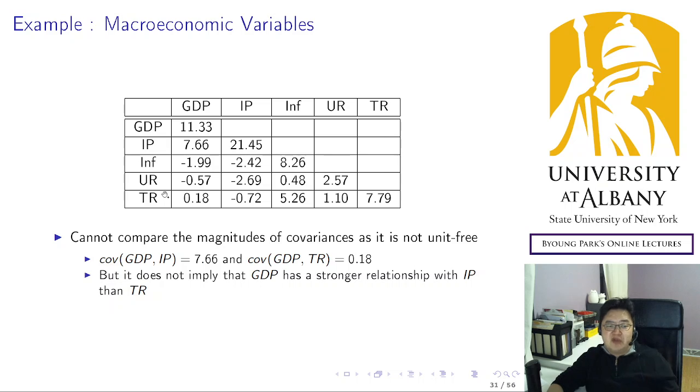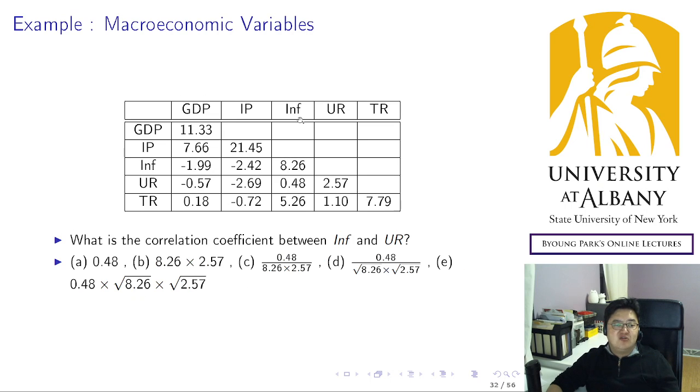Then to compare them, for example, if you are wondering which variable has the stronger relationship with the GDP growth rate, then you need to make the correlation coefficient, which you can also calculate from the table. For example, think about inflation and unemployment. How can you calculate the correlation coefficient from the table? Think about that.